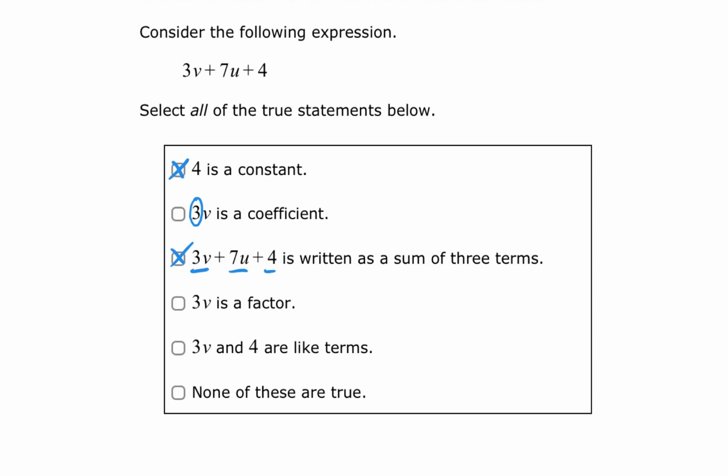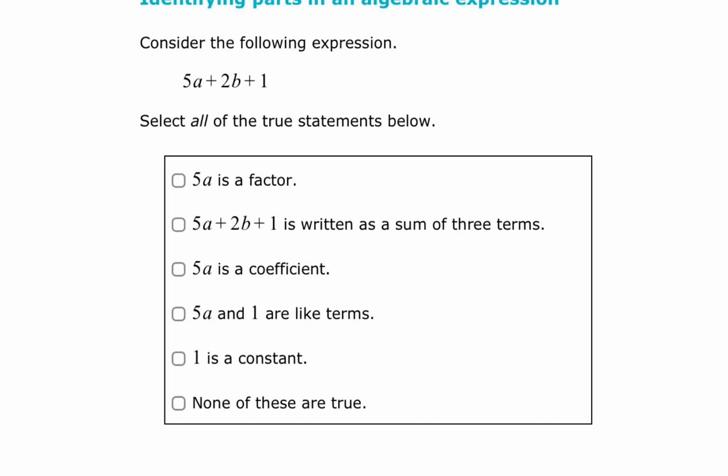The next one says 3v is a factor. No, 3v is not a factor. Now, if we were multiplying 3v times something else to get something else, then it would be, but in this case, it's not. 3v and 4 are like terms? No, they are not. One has a variable and one is a constant. And of course, none of these are true because we did check 2 boxes.